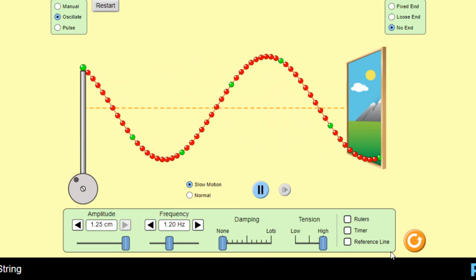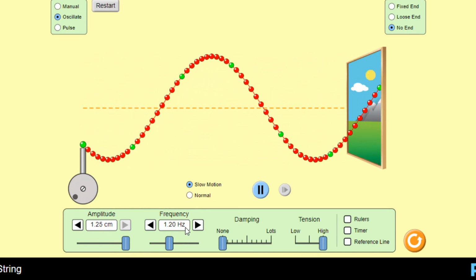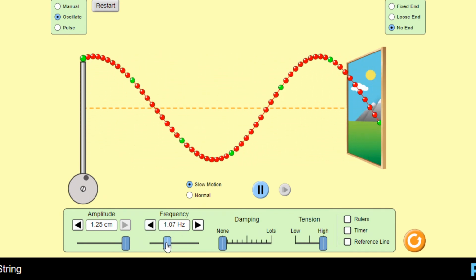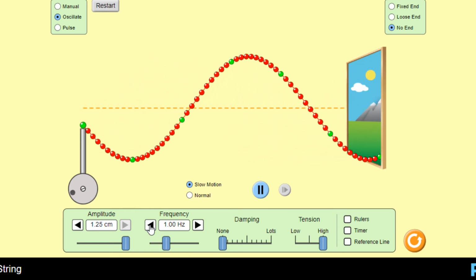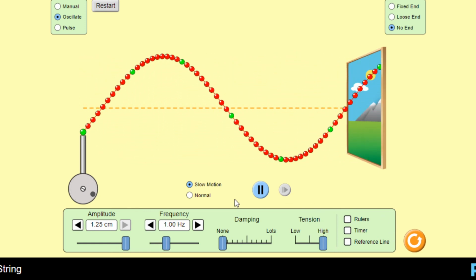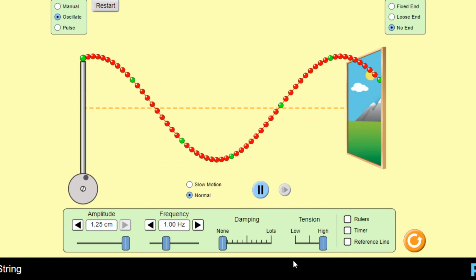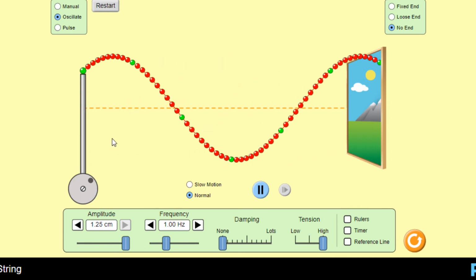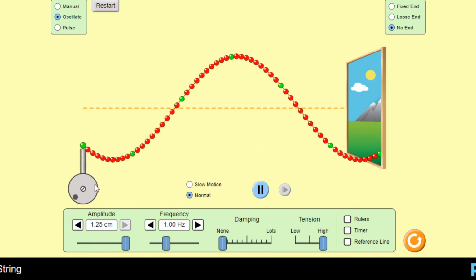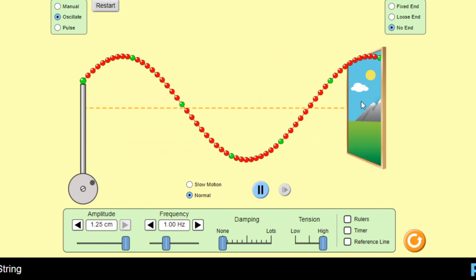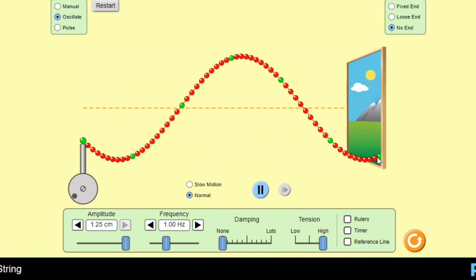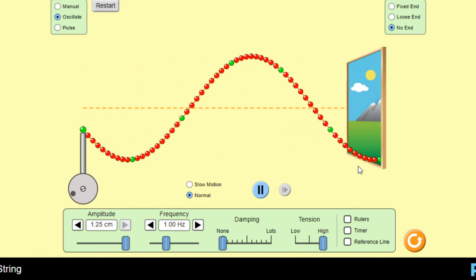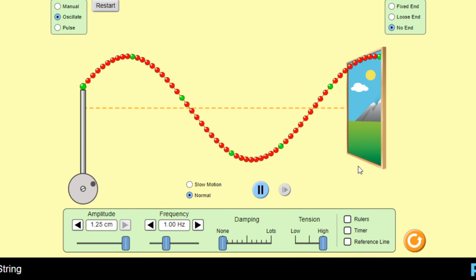And quantity number five, finally, is time period. Now, the time period is the time taken for one complete wave to pass, or for one complete oscillation. So let me just show you this. That's in slow motion. Let's put it on normal. So 1 hertz means one oscillation per second. So in this case, the time period would be 1 second. It takes 1 second for one complete wave to pass through the window. So there you have it. The five quantities we measure on a wave and what waves are.